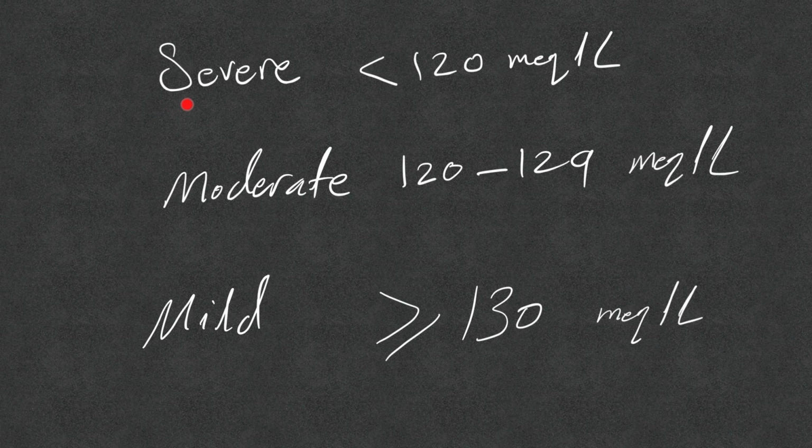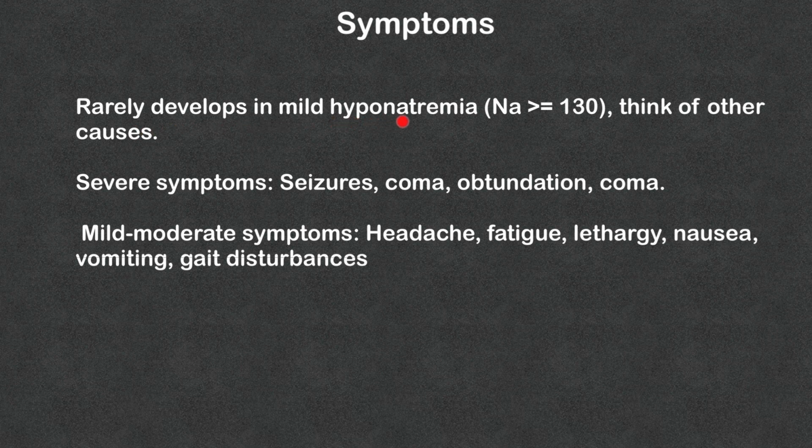So hyponatremia is considered severe if sodium is less than 120 milliequivalent per liter. Remember this very well. And moderate 120 to 129, and mild equal or above 130. Now, one important thing I want you to understand, with really mild hyponatremia, do not worry much about it. It rarely leads to any symptoms. Again, rarely will you have any symptoms if the sodium is equal or above 130. Think of other causes. Severe symptoms: seizures, coma, obtundation. So only these are considered severe symptoms. Other neurological symptoms, headaches, fatigue, lethargy, nausea, gait disturbances are considered mild to moderate symptoms.